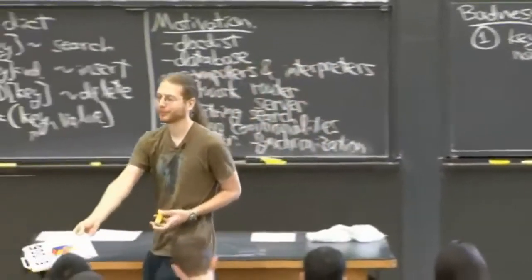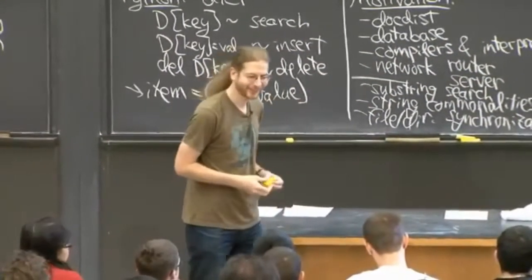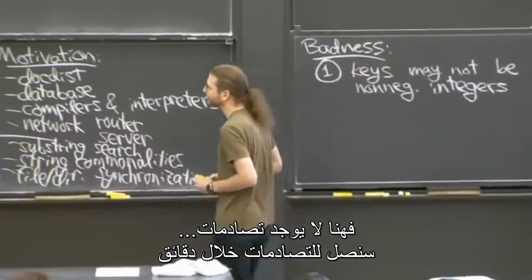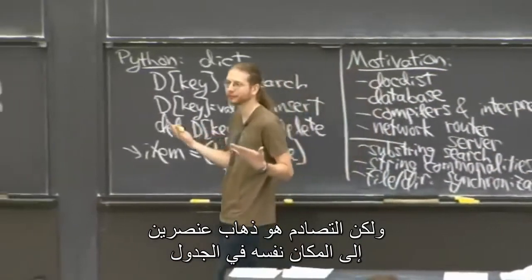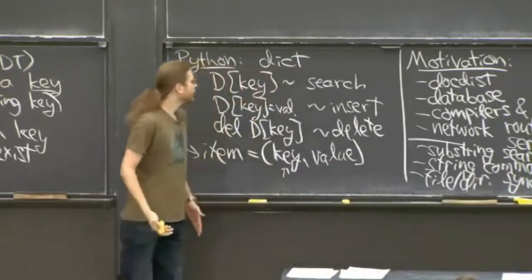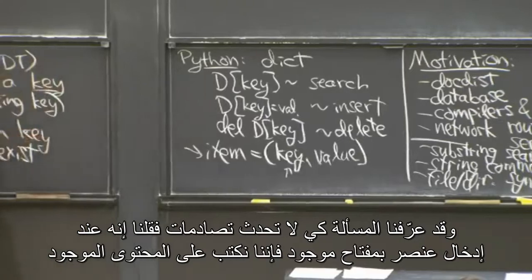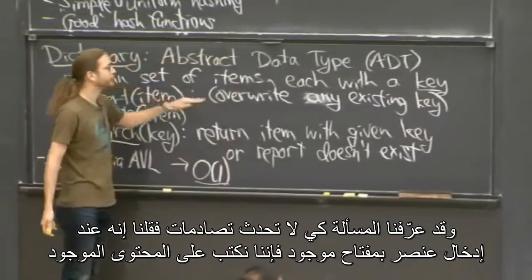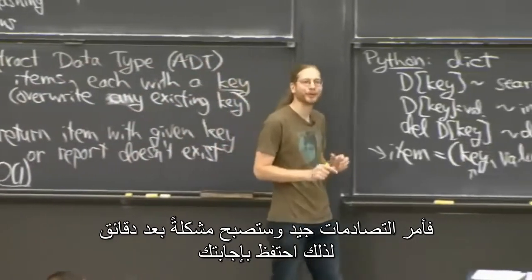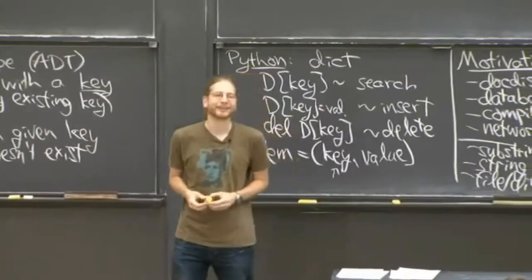Another problem: possibility of collisions. So here, there's no collisions. We'll get to collisions in a moment. But a collision is when two items go to the same slot in this table. And we defined the problem so there weren't collisions. We said whenever we insert an item with the same key, you overwrite whatever was there. So collisions are OK. There will be a problem in a moment. So save your answer.